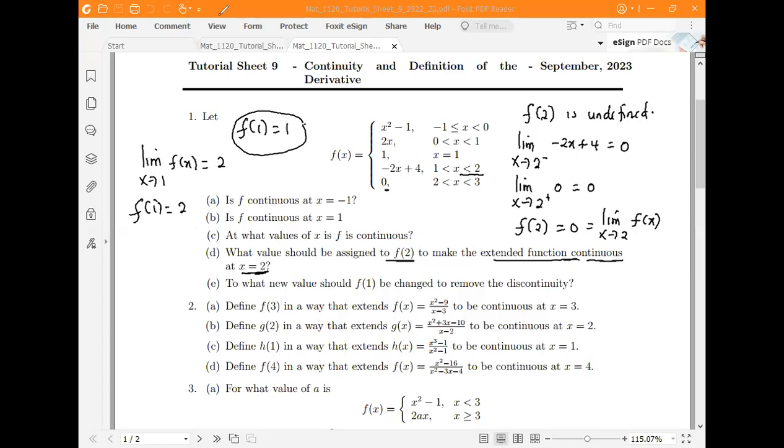Because you know that it's not even possible to change the limit to meet the value of f. It's only possible to change the value of f to meet the limit. That's how you answer such questions.